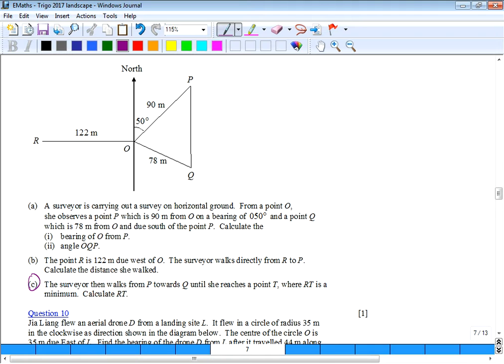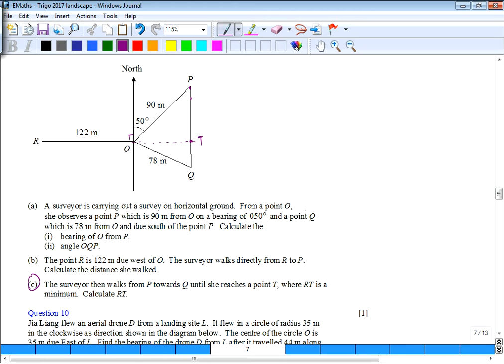The surveyor walks from P towards Q until she reaches a point T where RT is a minimum. Okay, this R is due west, right? So this is 90 degrees. For the person to be walking down, let's say initially from P, the distance from R to P is this length. As she walks, the distance gets smaller and smaller until she reaches this specific point over here. And we call this point T.